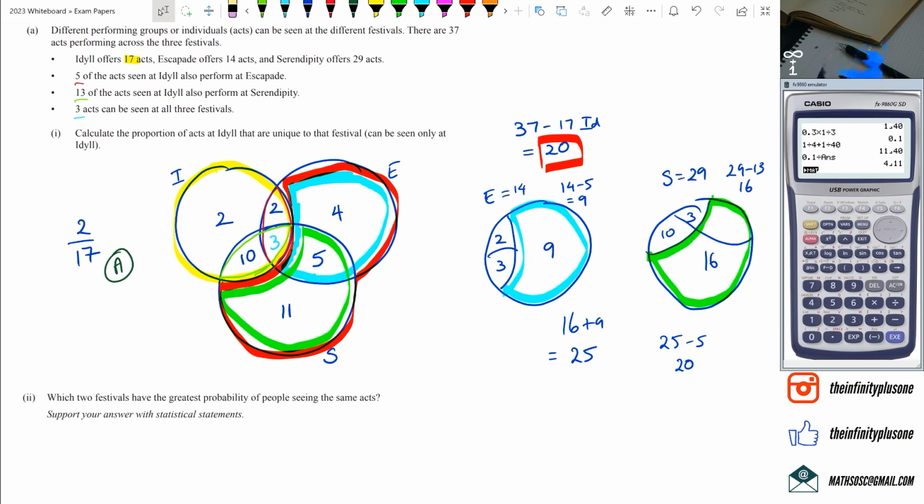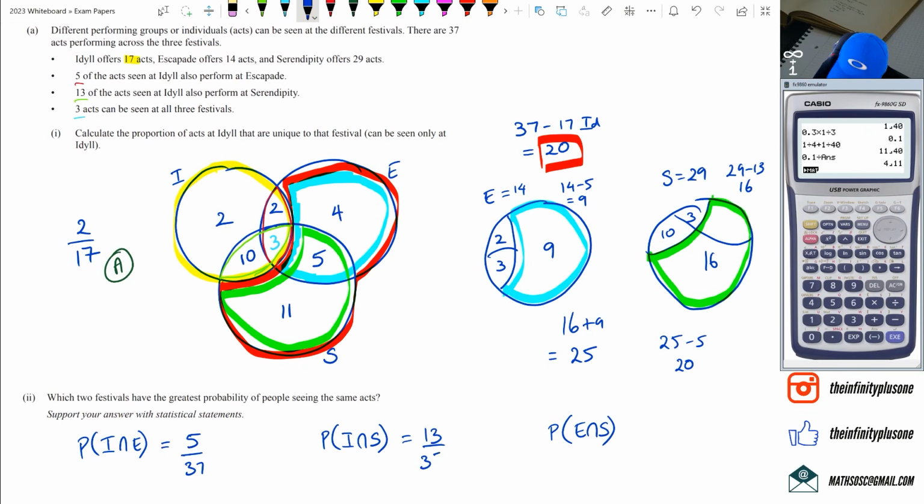Then looking at question part 2, which asks which 2 festivals have the greatest chance of seeing the same acts. If we look at it, we've got the probability of I and E, the probability of I and S, and the probability of E and S. So I and E is 5 out of 37. I and S is 13 out of 37. And E and S is equal to 8 out of 37.